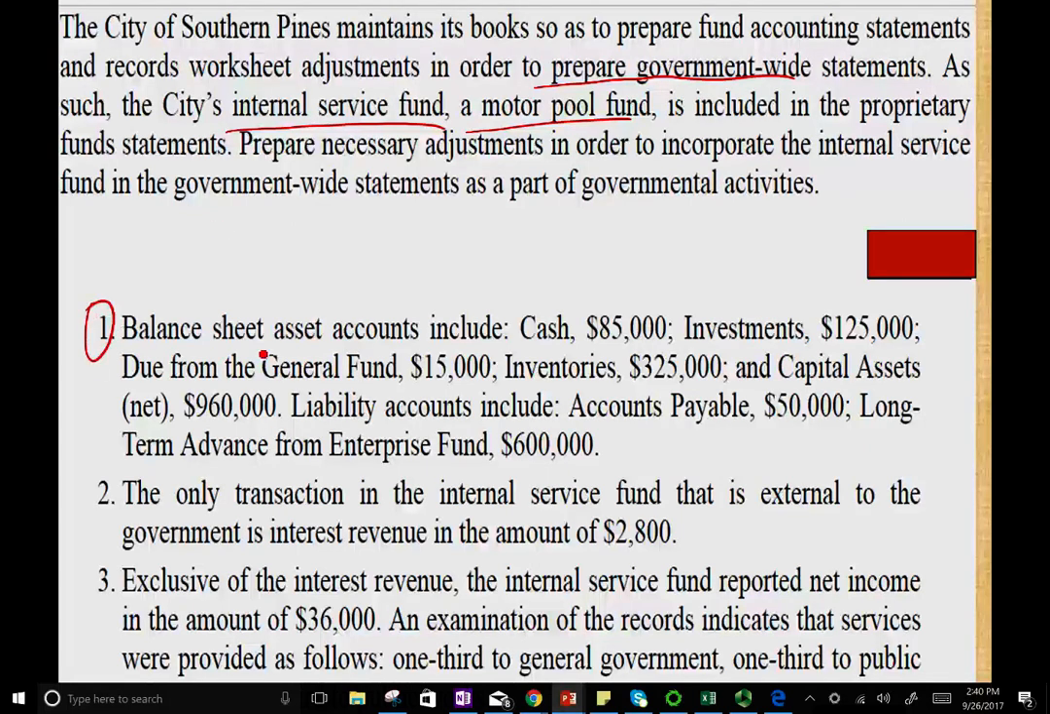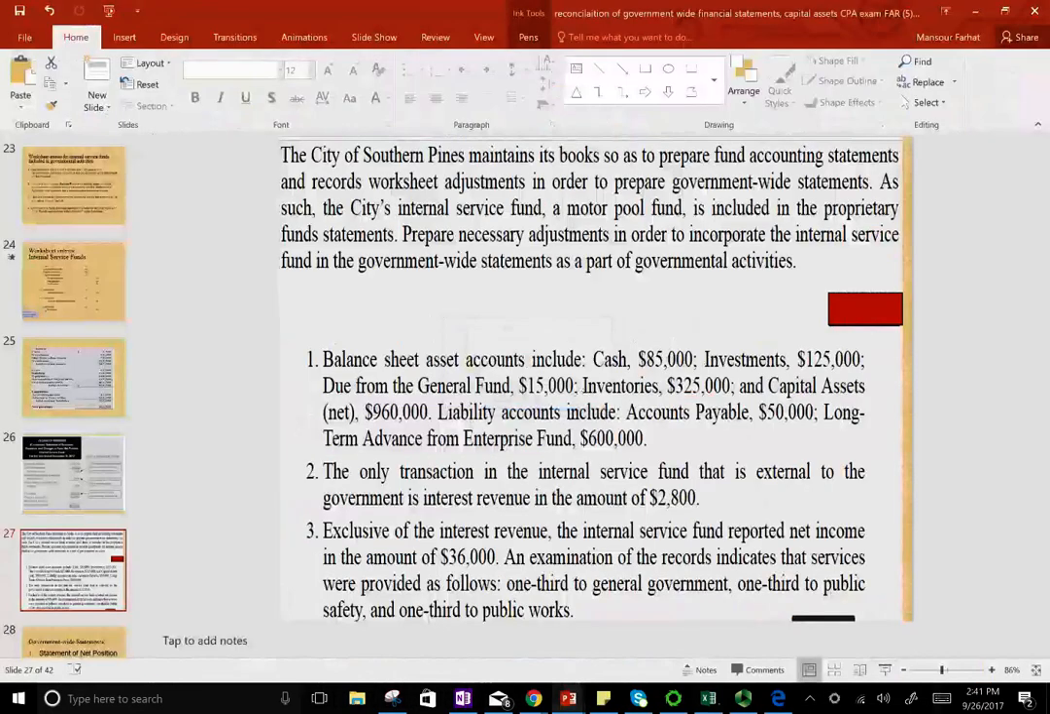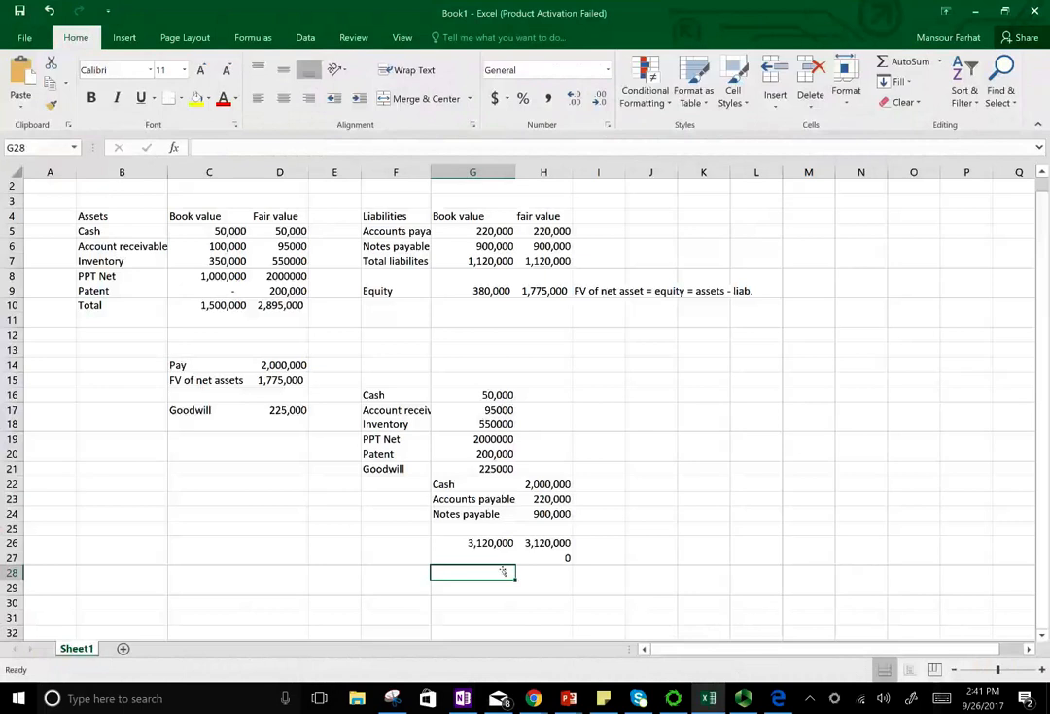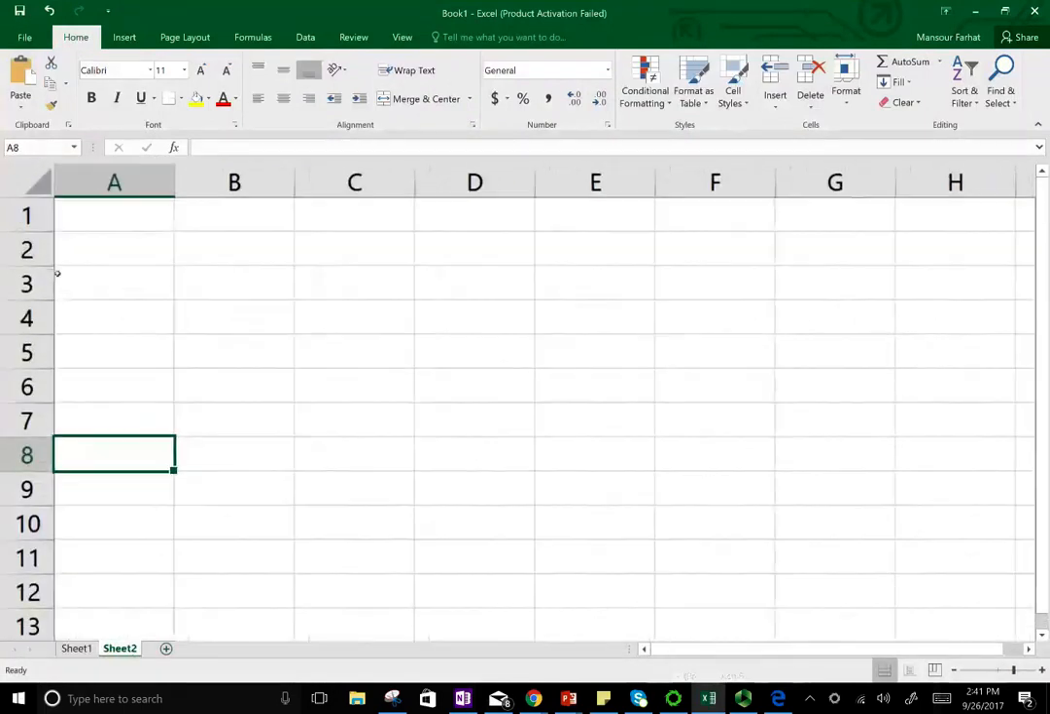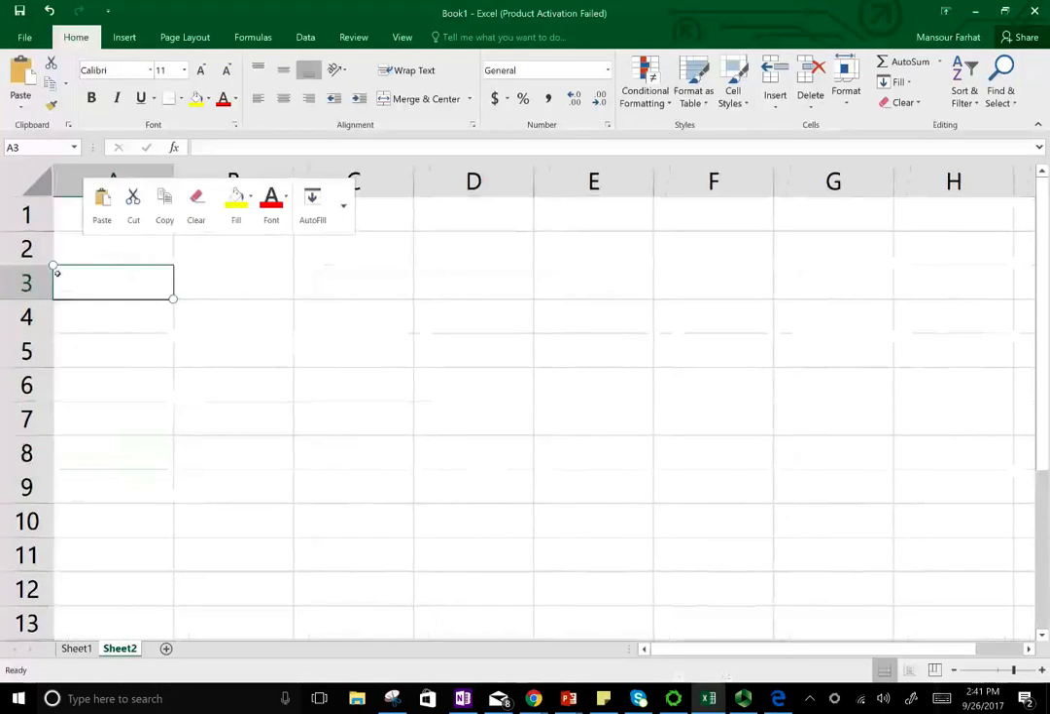So first, they're giving us the balance sheet accounts: cash, investments, due from the general fund, inventories, capital assets, and we have liabilities and long-term advances from the enterprise fund. So let's go ahead and take care of the first entry. I will do this in an Excel sheet, maybe it's cleaner. The first entry is to add all the assets. So what do I need to do? I need to start to add the assets.